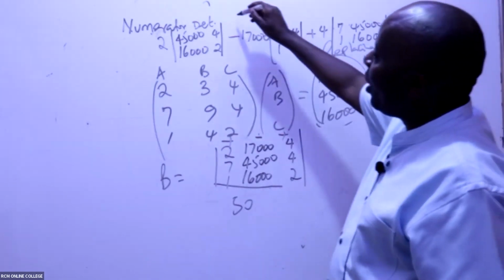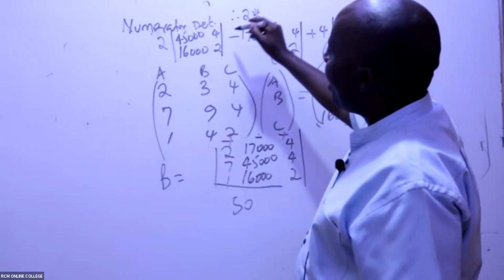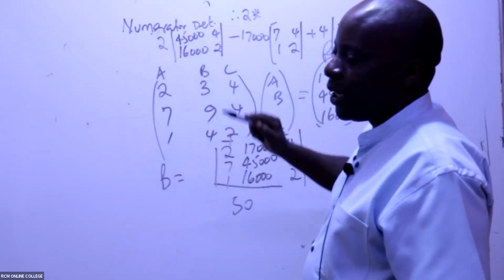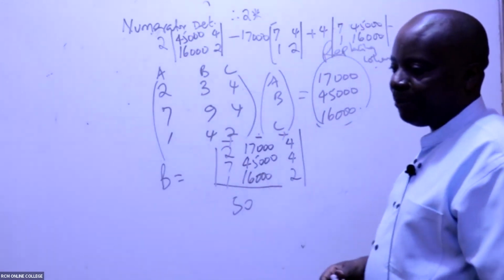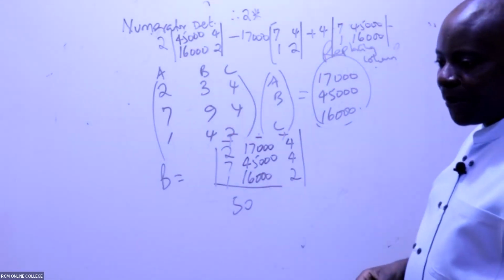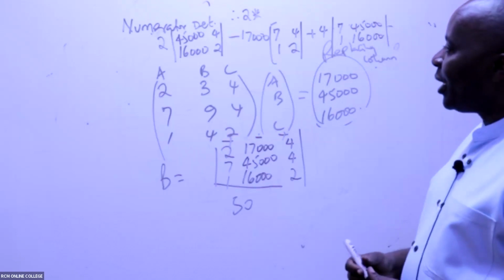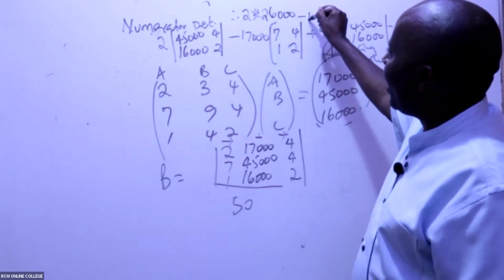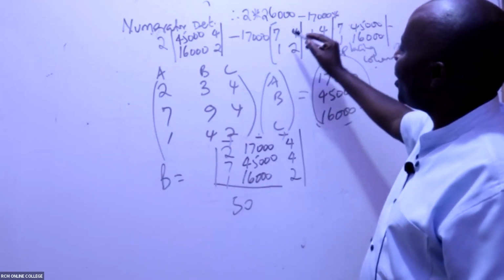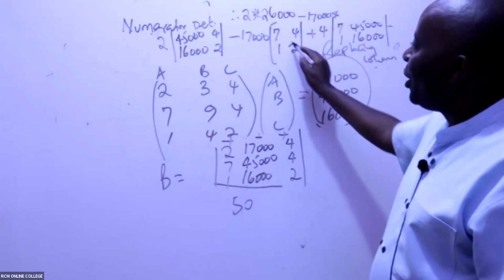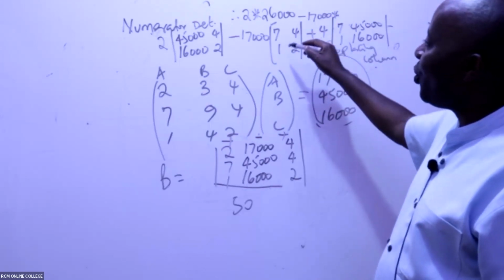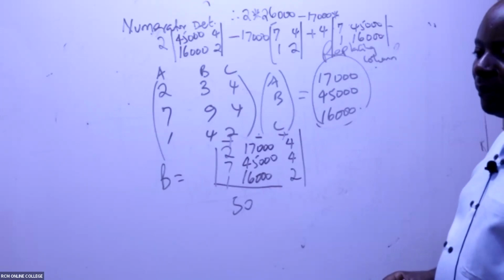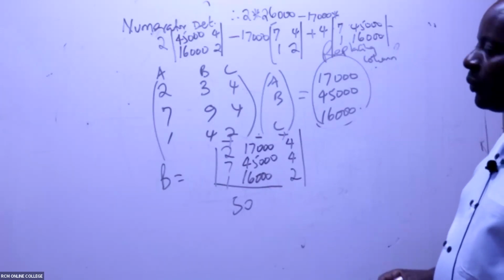So therefore, this one here will be 2 times. Are you able to give me this figure, 45,000 times 2 minus 16,000 times 4? Are you able to give me that figure, ladies and gentlemen? Yeah, I will repeat. So in this case here, they are telling me it is 26,000. 26,000 minus 17,000 times determinant. So this minus that, 7 times 2 minus 1 times 4. So this gives me 10.